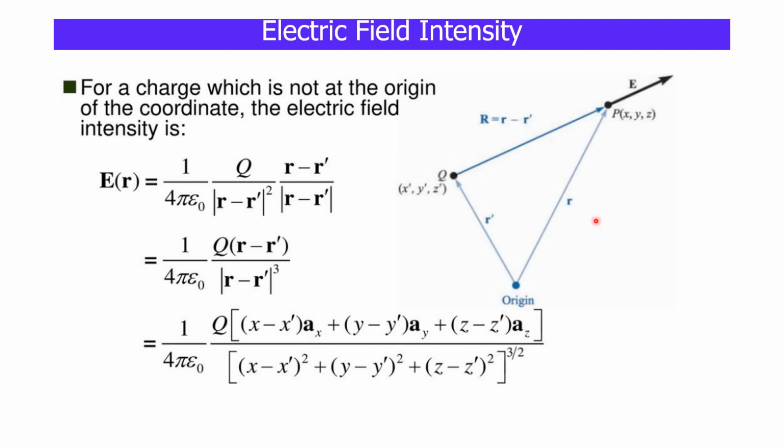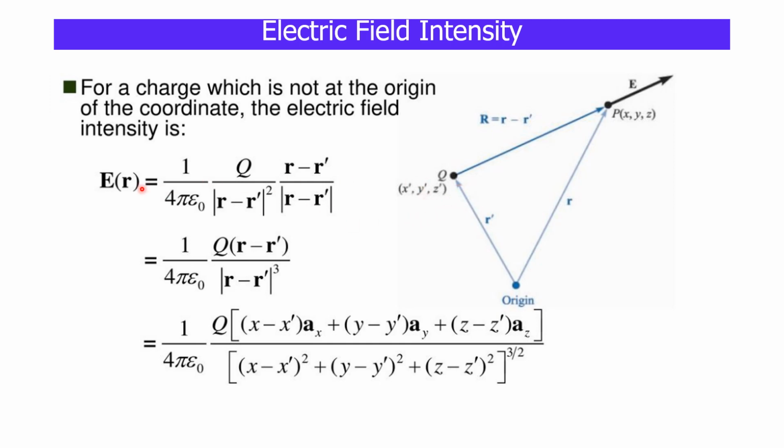So, for a charge which is not at the origin of the coordinate system, in order to calculate the electric field intensity, we need to consider two distances. One is R, that is from the origin to point P, and the coordinates of P are x, y, z. And another point Q, which is at a distance R dash from the origin, and the coordinates of Q are given by x dash, y dash, and z dash.